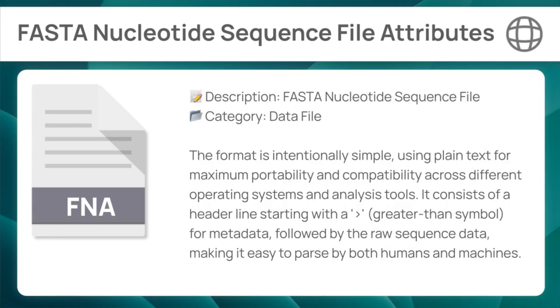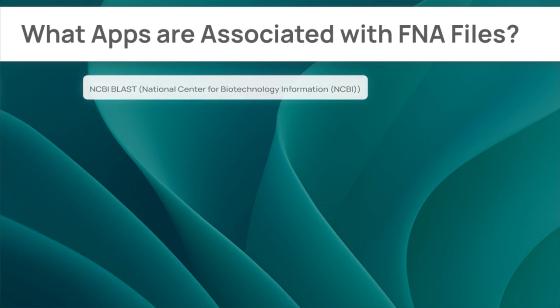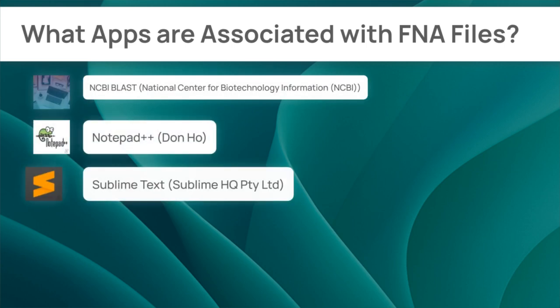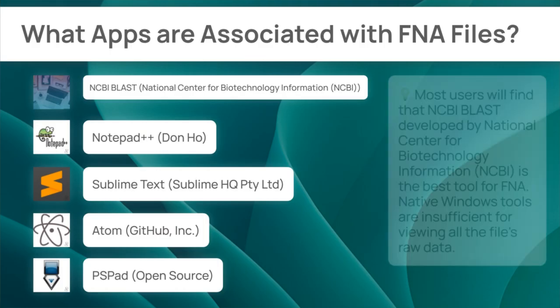It consists of a header line starting with a greater than symbol for metadata, followed by the raw sequence data, making it easy to parse by both humans and machines. The FNA extension has a direct link to the NCBI BLAST application by the National Center for Biotechnology Information, NCBI.